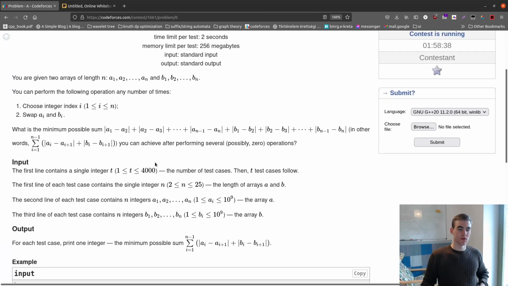So it's the sum of differences of all adjacent elements. Oh, there aren't that many. There are 25 elements. But still, that's... I can swap each pair or not, but that's not fast enough. 2 to the 25th is... and that's 4,000 times. So that's not good.